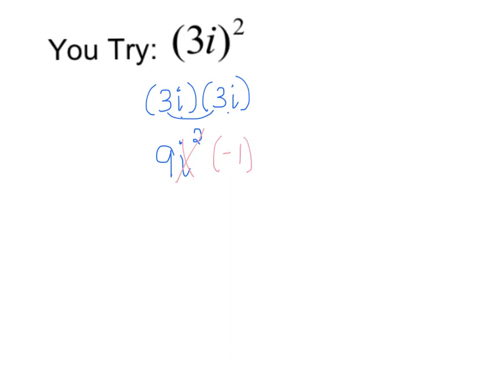I'll give you a hint on this last problem. 3i squared means that we have 3i times 3i. So this one actually isn't as long as having to FOIL or box. 3 times 3 is 9. i times i is i squared. And let's cross out that i squared, replace it with a negative 1. And 9 times negative 1 is negative 9. So that's it for the answer here.